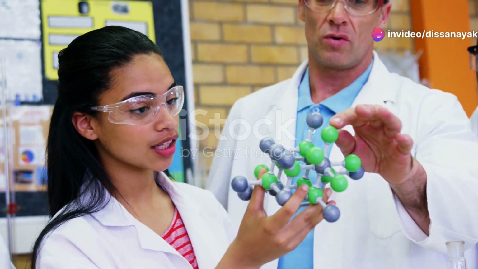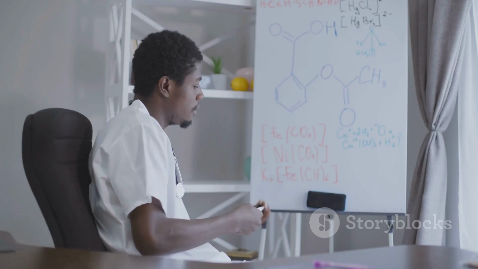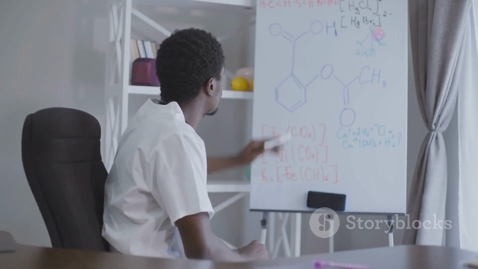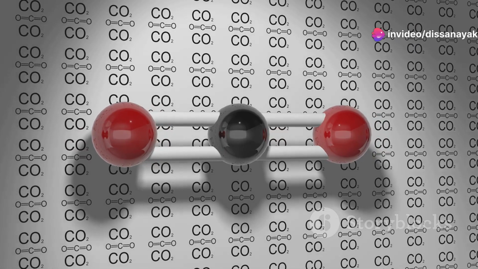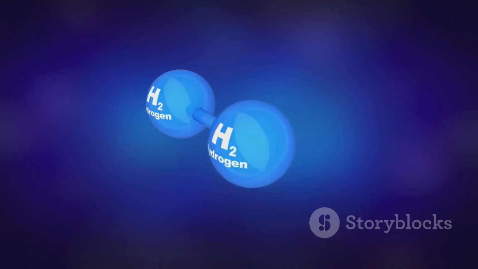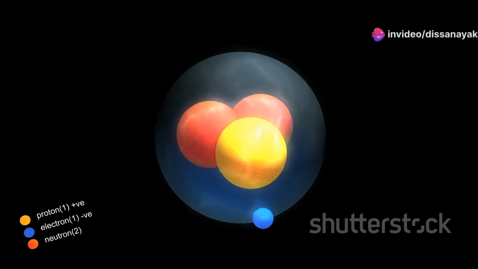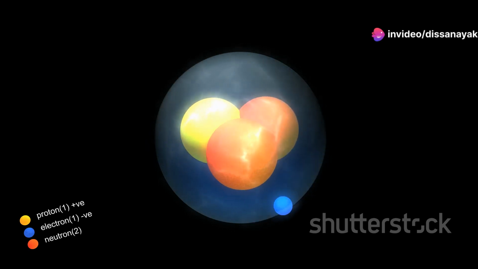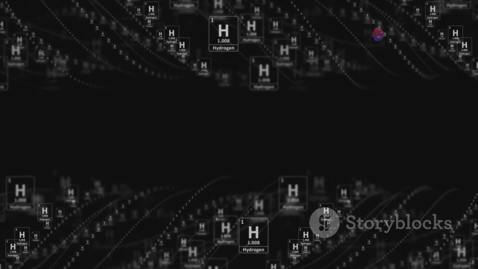Section 8. Covalent bonding. Sharing is caring for electrons. Let's move on to covalent bonding, where sharing is caring. Unlike ionic bonding, where electrons are transferred, in covalent bonding, atoms share electrons to achieve a stable electron configuration. Imagine two hydrogen atoms, each with one electron. They both want to achieve the stability of a full outer shell, which for hydrogen means having two electrons. So what do they do? They share their electrons. This shared pair of electrons creates a covalent bond, holding the two hydrogen atoms together as a hydrogen molecule, H2.